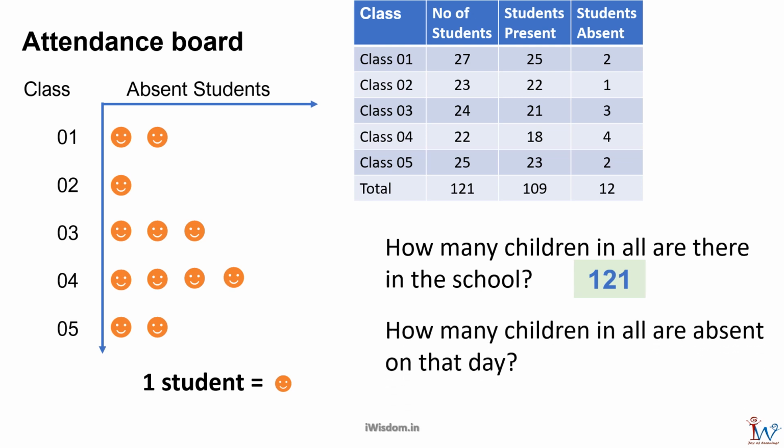How many children in all are absent on that day? Again, this data comes from the table. There are 12 students in all that are absent. Well done. Answer the following questions from the chart.